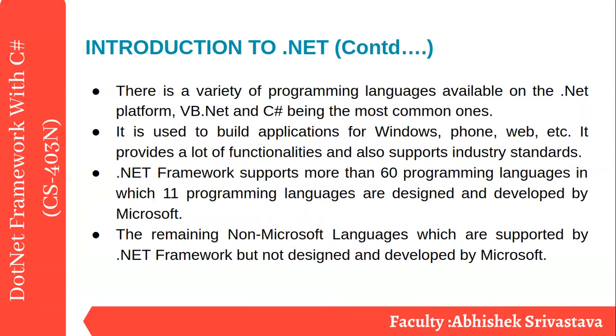Now, there is a variety of programming languages available on the .NET platform. Visual Basic, VB. Before C Sharp, Visual Basic was in very high demand. And C Sharp is the most common one. It is used to build Windows, phone, and web applications, etc. It provides a lot of functionality and also supports industry standards. What does industry standards mean?